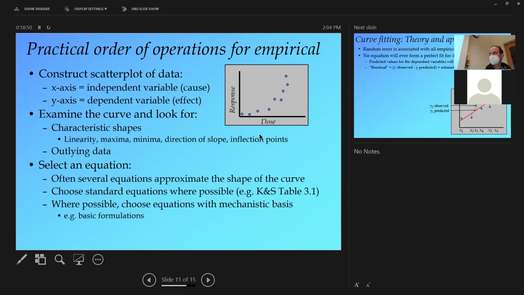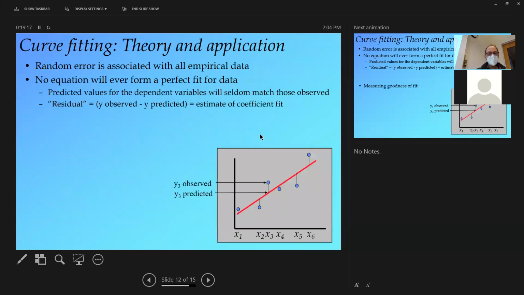And then select an equation. Again, ideally based on our theoretical understanding of the relationship between the two variables. But oftentimes we can choose different things. And there's a great table that I have reproduced in the exercise sheet for today that shows you the huge number of different shapes you can get out of basic formulations. But once you've decided on an equation, there's a standard approach for curve fitting.